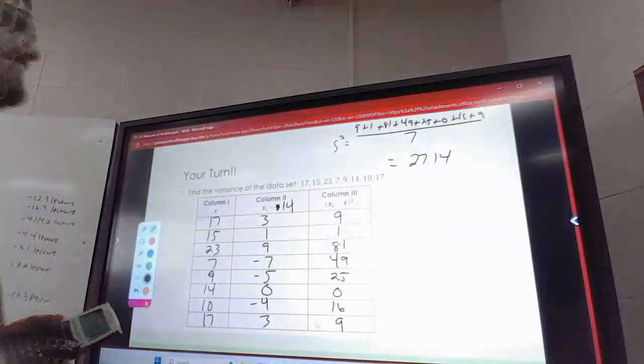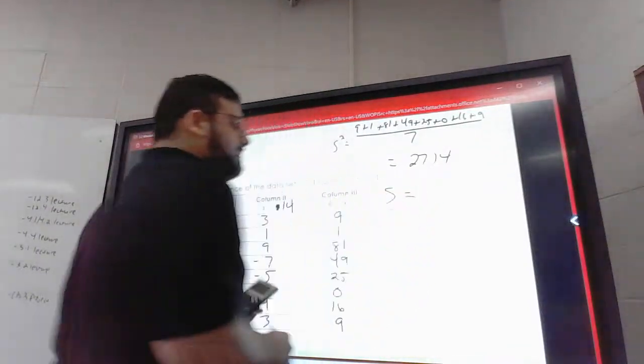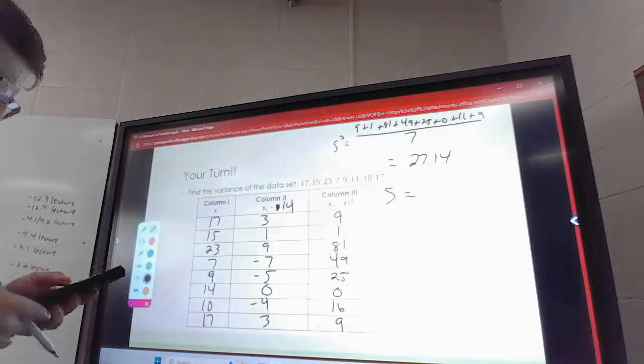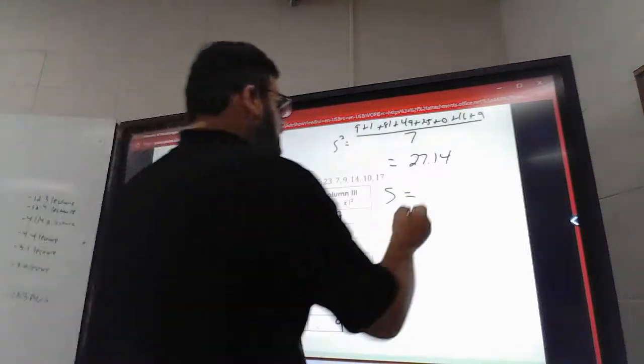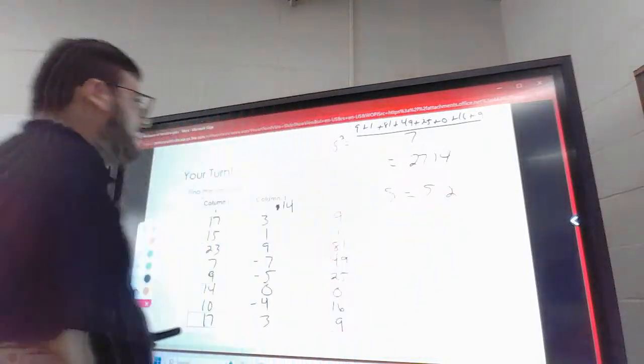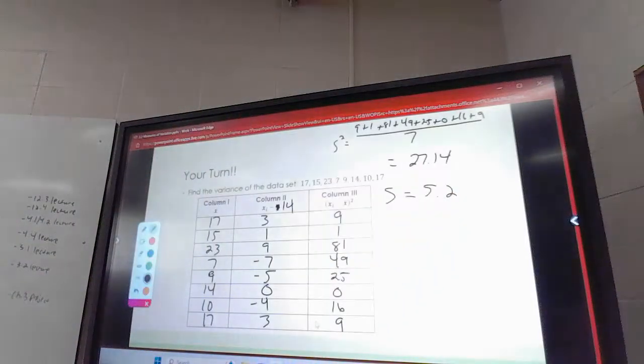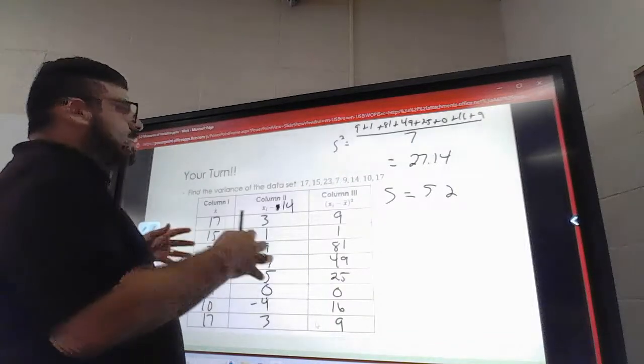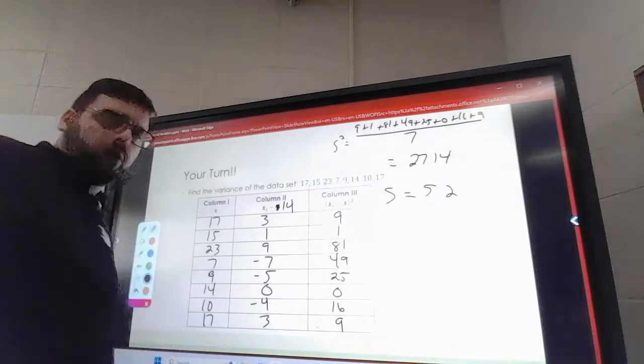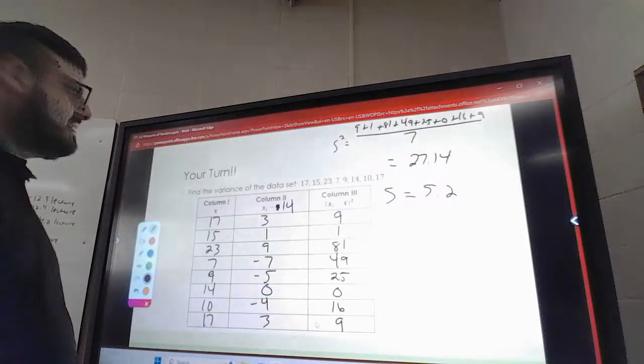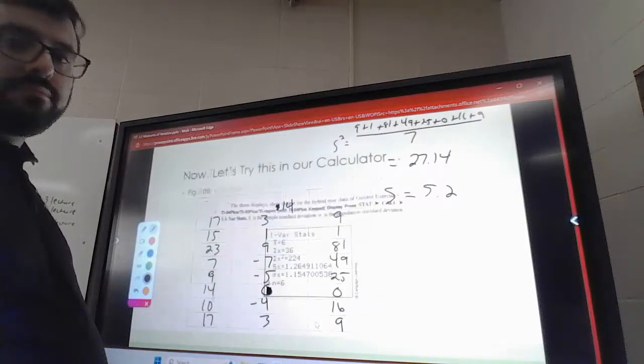To find my standard deviation, I'm going to take the square root of that number, round that to 1 decimal place. 5.2. So again, if you look at my average is 14. 5.2 is a little bit larger than 3.1. So the data around the center is a little bit more spread out than in the last example.